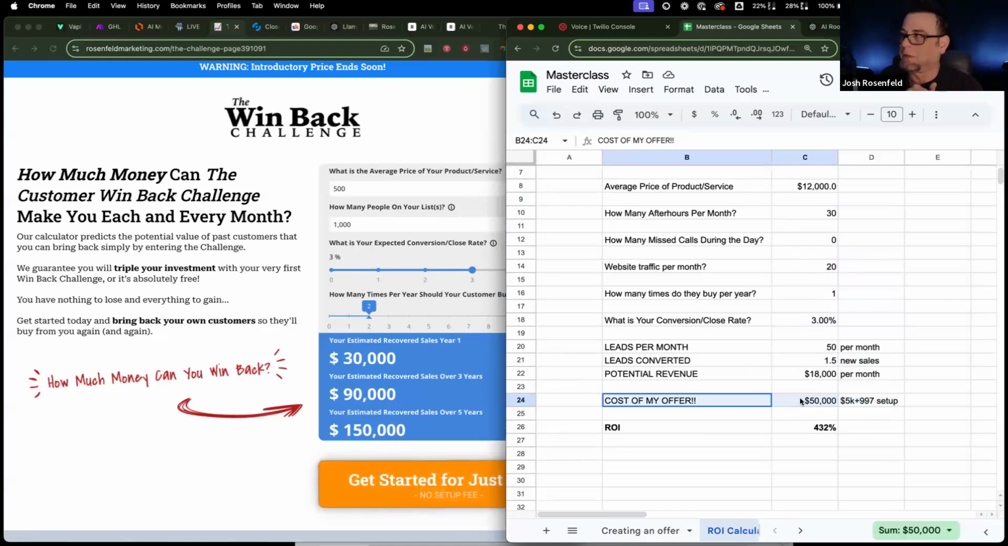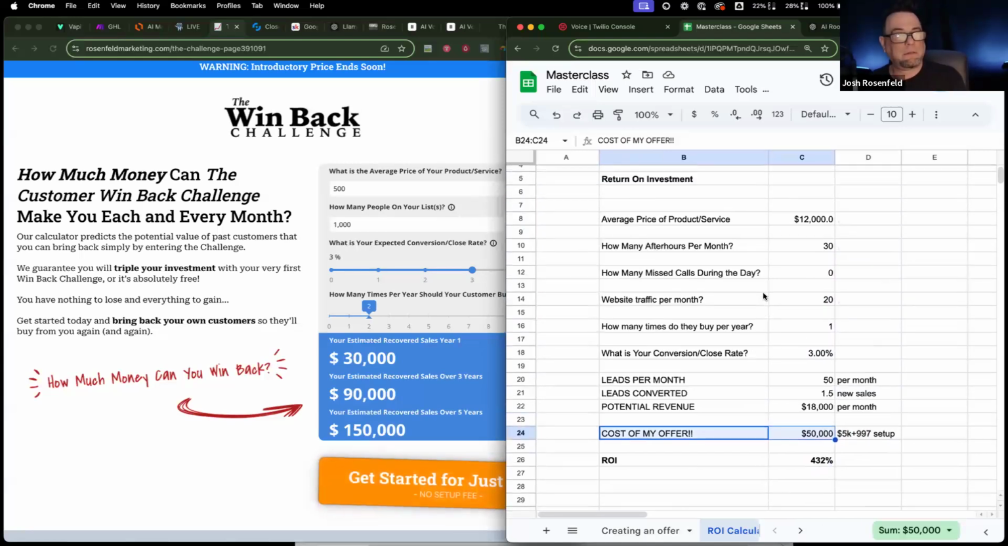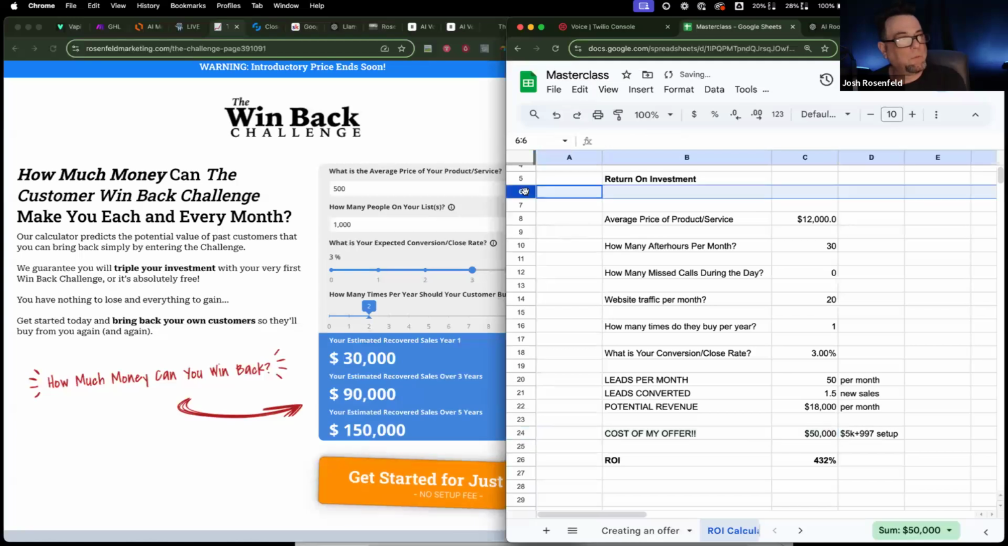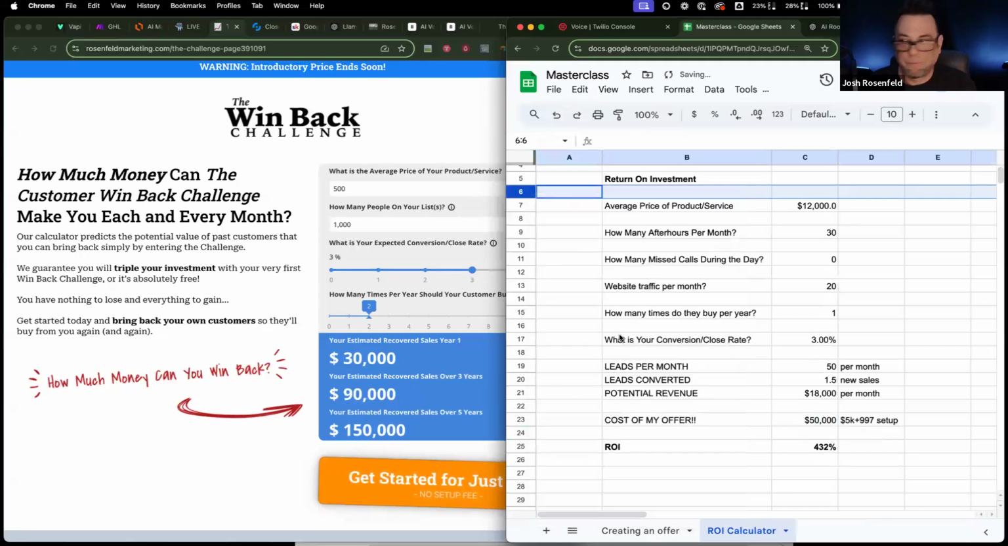Oh, I spent this much money on courses. I spent this much money on Go High Level. I'm spending this much money a month on this, that, and the other. You can use this calculator for whatever you want. Cool. All right, let's move on.